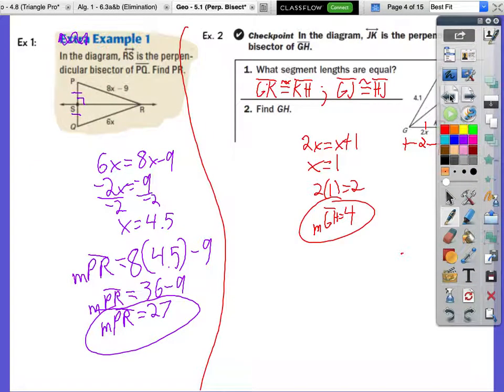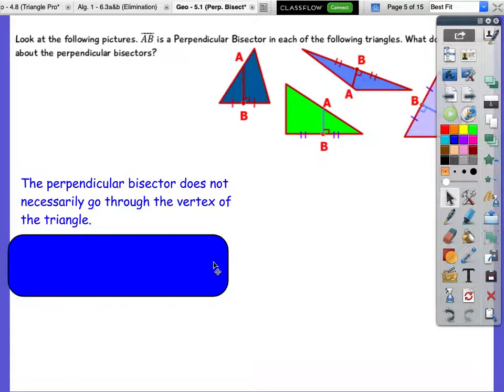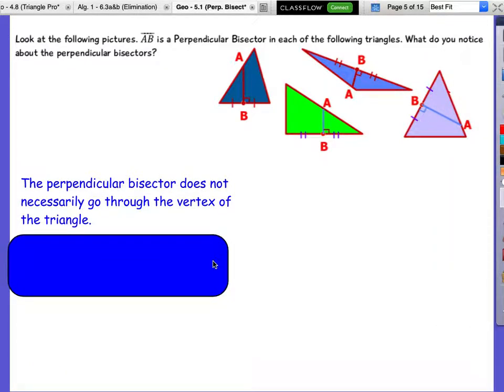Here are the previous examples. We had the perpendicular bisector going through the vertex. But here, we don't have that. So what we should notice is that the perpendicular bisector does not necessarily go through the vertex. You don't have to write that all out. What's a short little note you could write yourself to remember this? The perpendicular bisector doesn't always go through the vertex. It could be a much shorter version: doesn't always go through the vertex. If that is enough for you, awesome. Just write something that you're going to remember about what we just discovered.